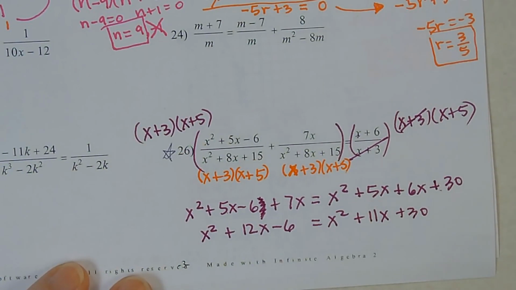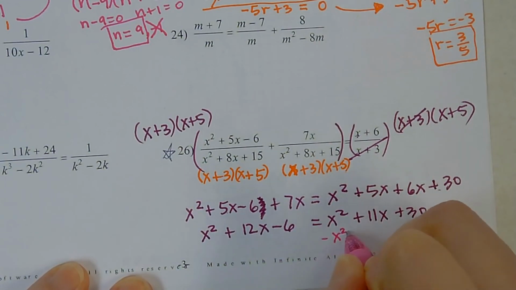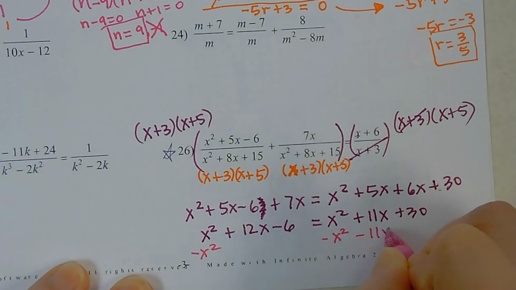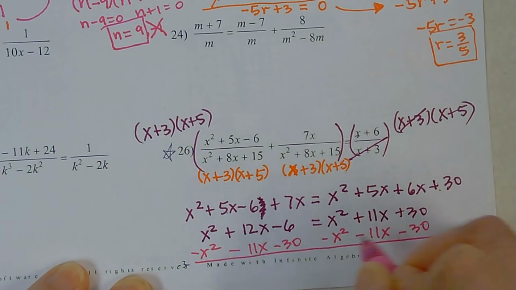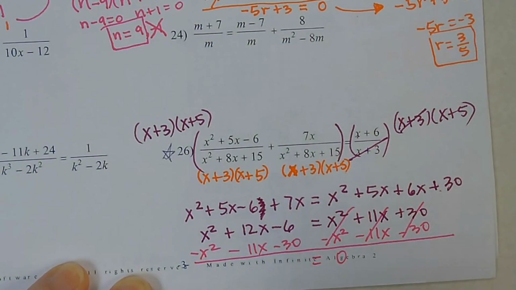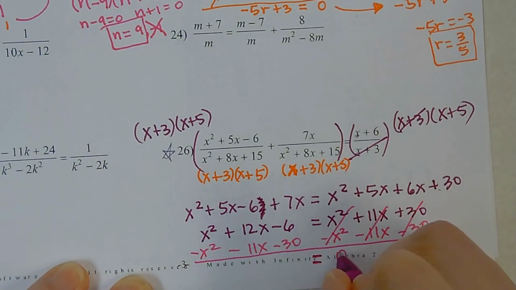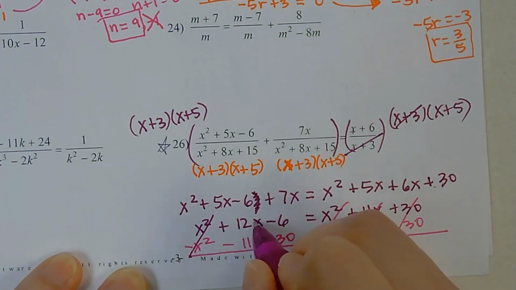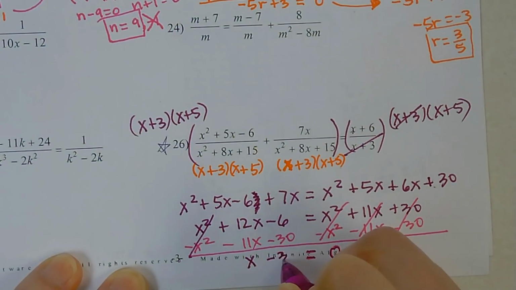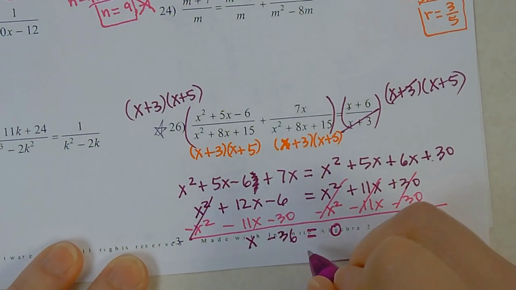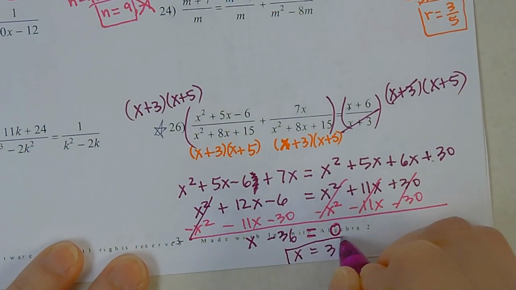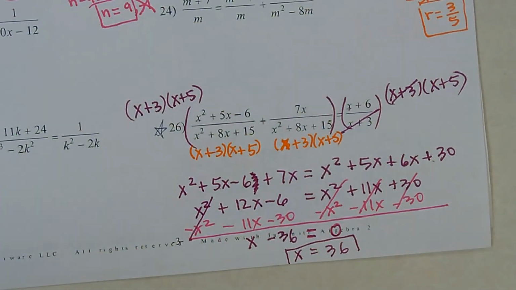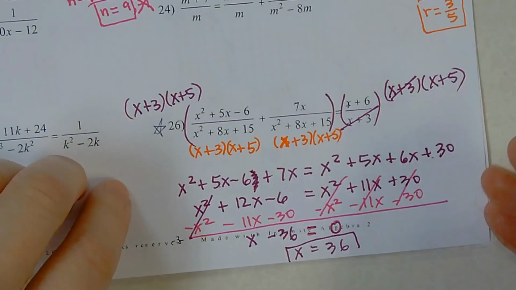All right, I'm going to move everything over. So I'm going to subtract x squared, subtract 11x, subtract 30. These become 0 is equal to, cancels out, all I have left is x minus 36. So if I were to add 36 to both sides, x is equal to 36. And I know if I plug in 36, that is not going to give me a 0. All right, and that's definitely not an extraneous solution.